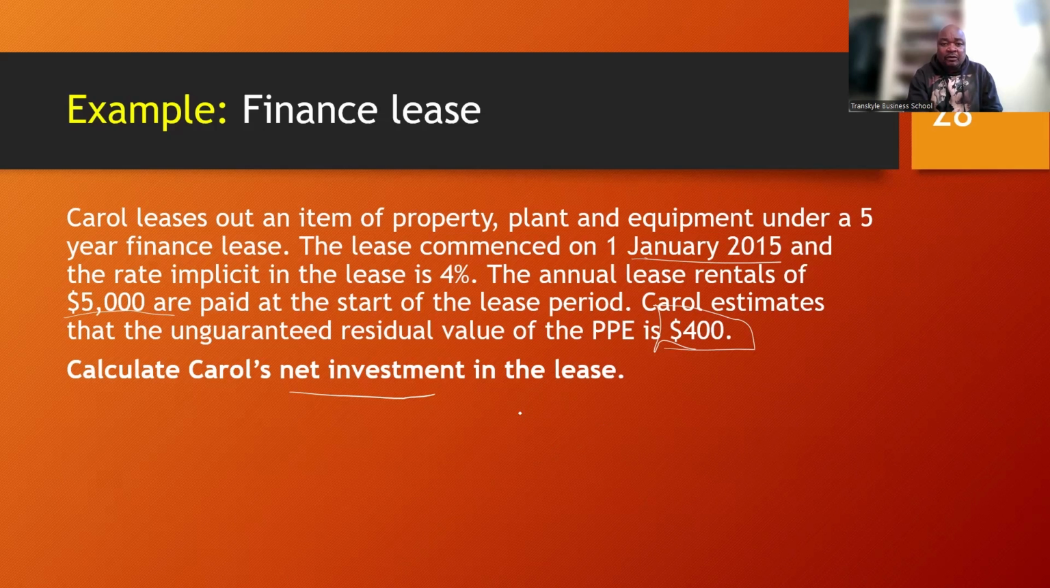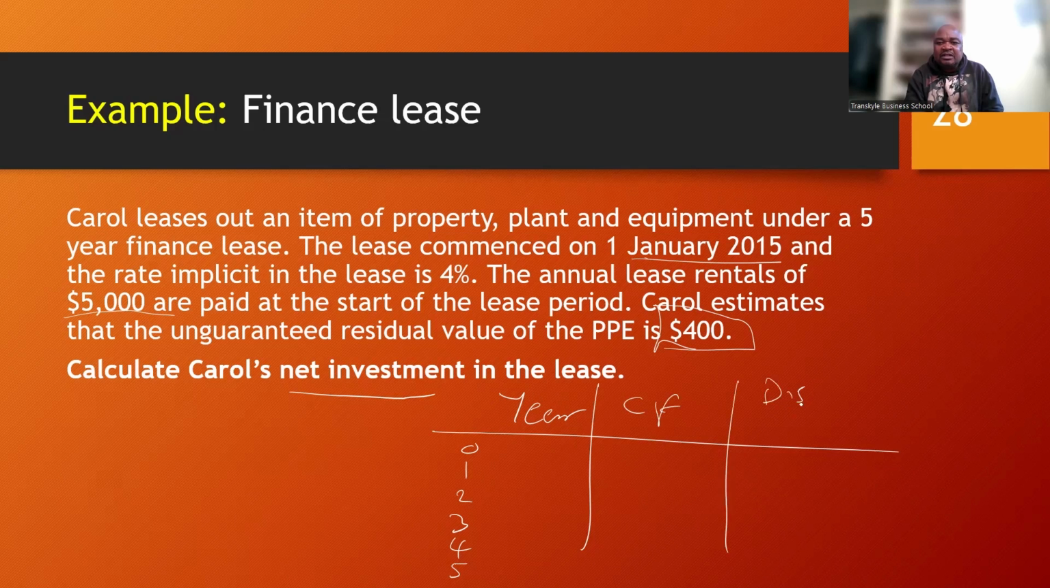So we come with our table. We've got here 0, 1, 2, 3, 4. We might have 5 to cater for the salvage value. Okay, now, so if we have the year, we can have the cash flow, the discount factor at 4%.